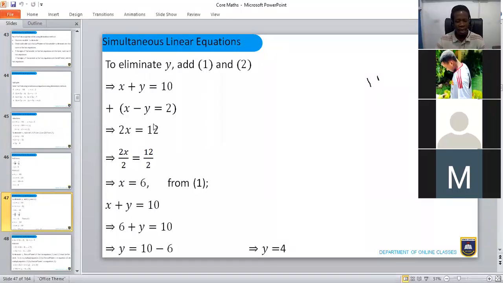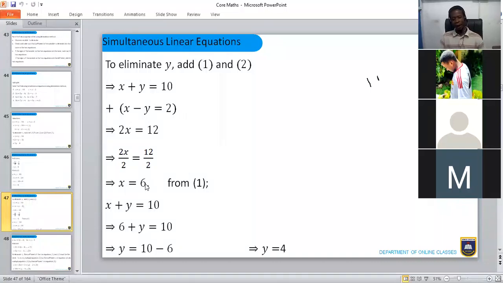So from here, we have to divide through by 2 to get the value of x. So that will give us 2x divided by 2 is equal to 12 divided by 2. Then our x will be equal to 6. So when we eliminate y, it will remain only x. When we eliminate x, it will remain only y. Good.